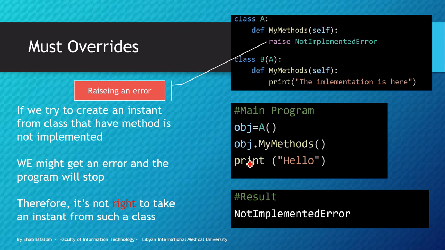So after that we print hello. The result is we will get a not implemented error, and the program will stop. The program will not print hello after we call that method. We will take an example and we will see how to do that.